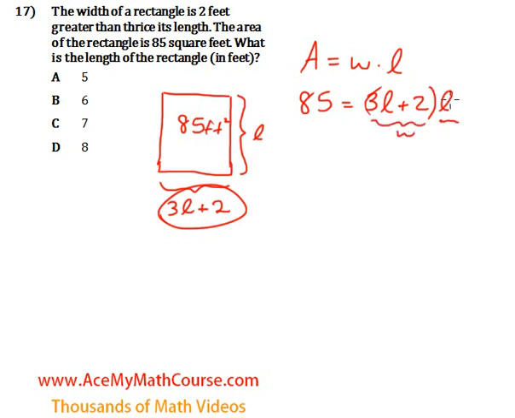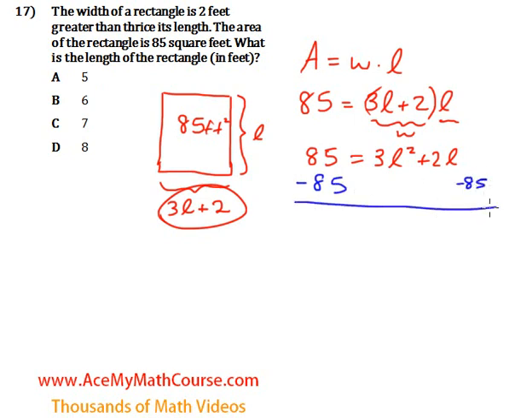Now I can distribute the L. 3L times L, 3L squared. 2 times L, 2L. We have 85 on the left-hand side of the equation, but I want to bring it over to the right-hand side, just to make it equal to 0. So we have 0 equals, now the minus 85 over there, and 3L squared plus 2L minus 85.